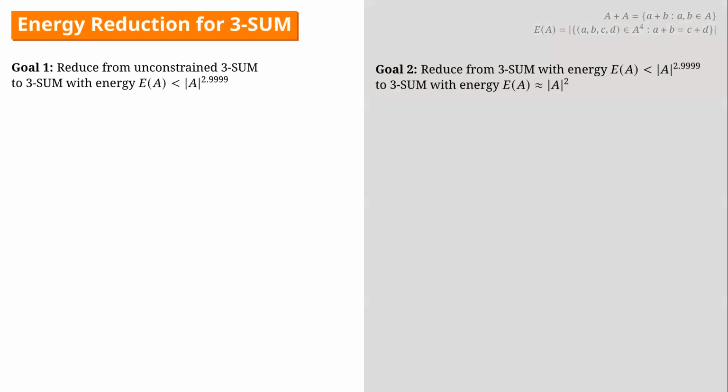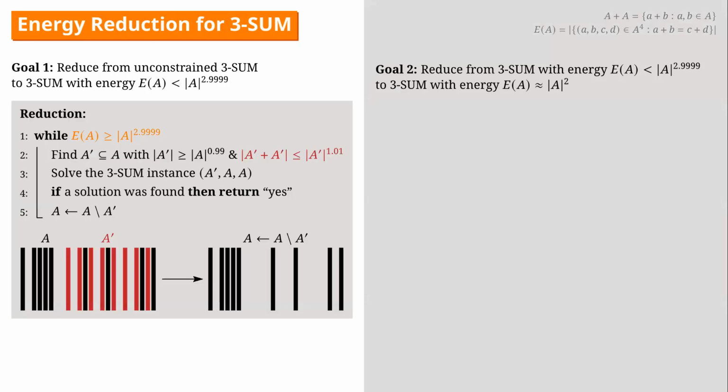Okay, so for goal one, this is the reduction. Don't worry, it's actually not that complicated. It does exactly what you would expect it to do. You take your set A, your threesome instance, and well, as long as your additive energy is too big, we just apply the BSG theorem, which says that there is some set A prime which is large and structured. Okay, we apply the BSG theorem, we find the set A prime, and our goal is to remove it. Because after we remove it, we have essentially removed structure from the instance.